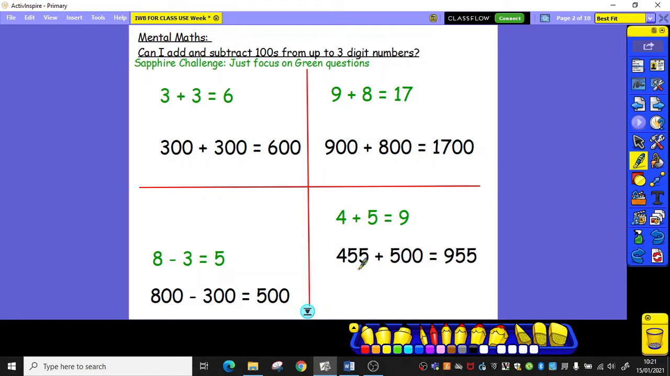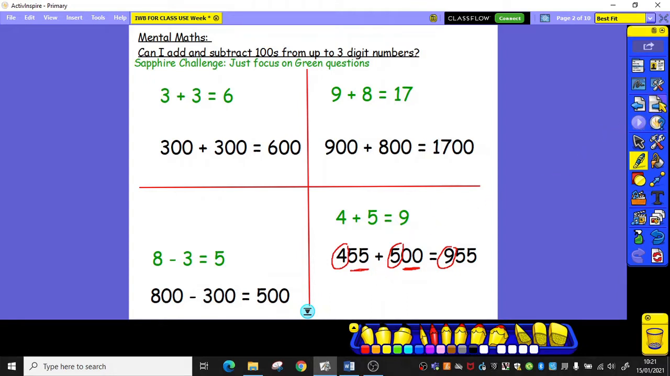If I've got a number like 455, I could still use 4 add 5 equals 9, because I'm thinking about the fact that I've got 400s and I've got 500s, and this is going to give me 900s. Because I've just got zeros here, this is still going to stay as 55.